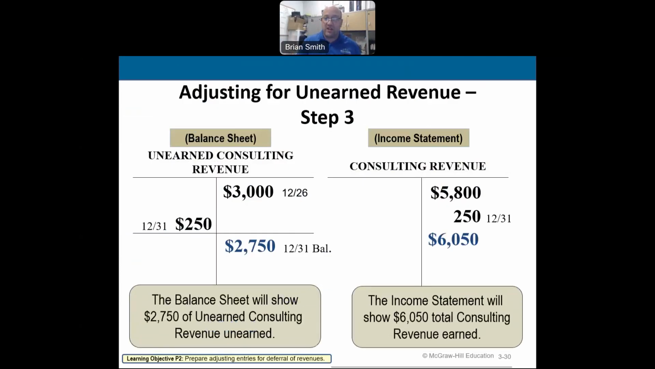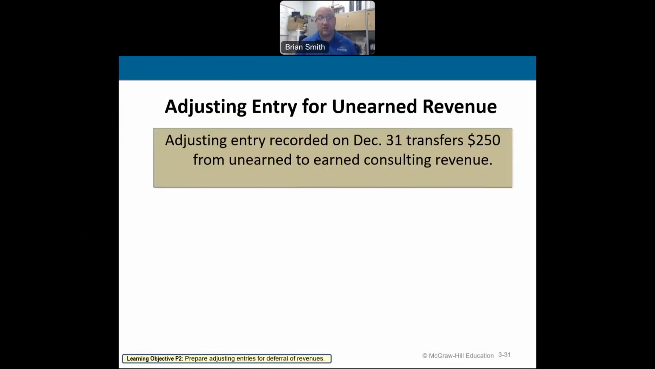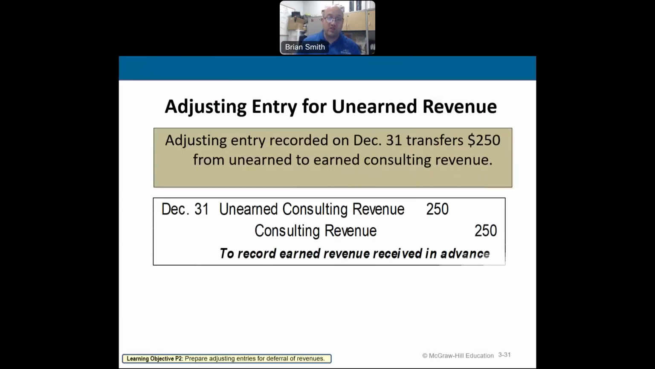That's your balance sheet. That's your income statement. And it shows that during the month of December, we earned $6,050. I'd rather earn $6,050 than $250. Here's our general journal entry. We are going to debit unearned consulting revenue for $250 and credit consulting revenue.